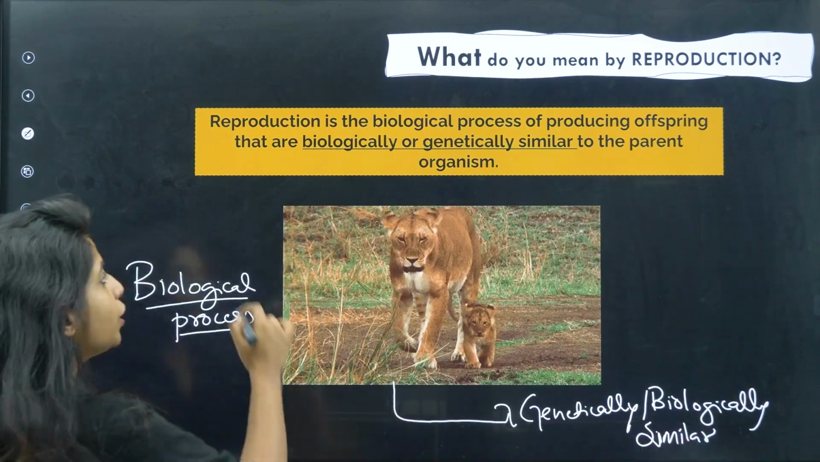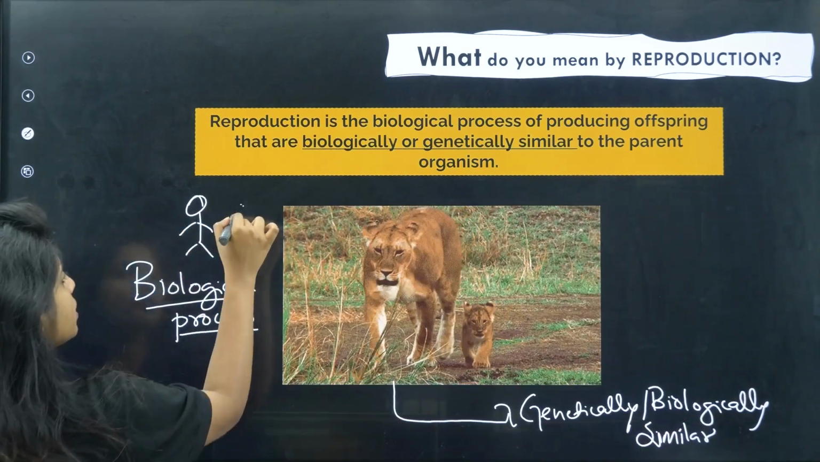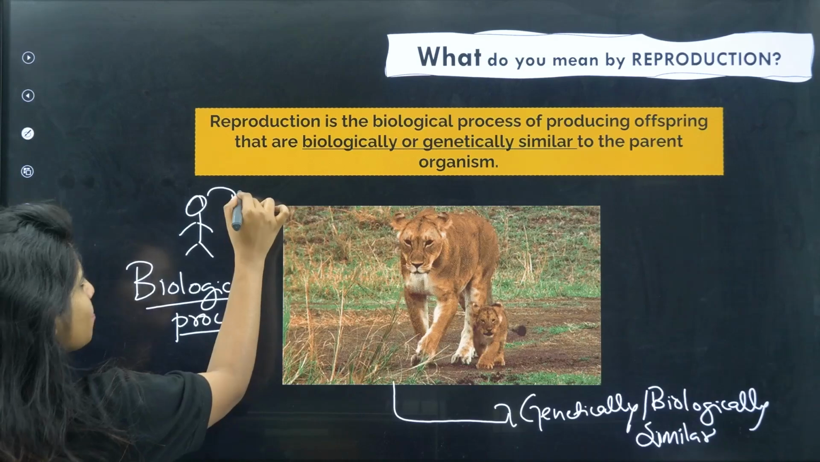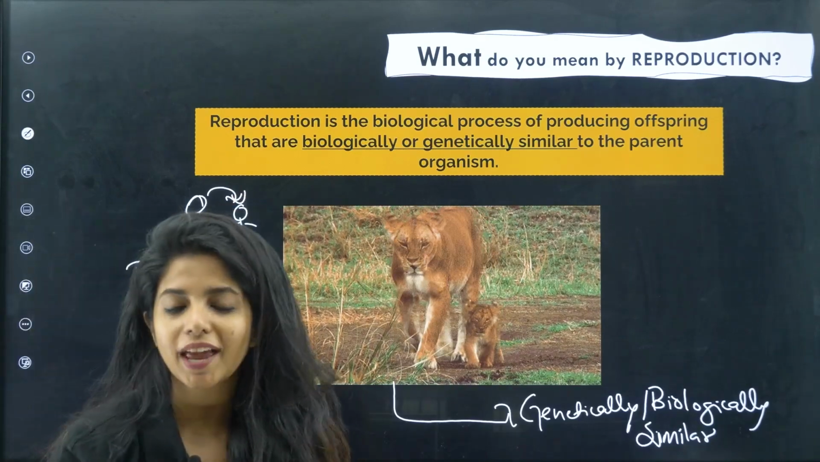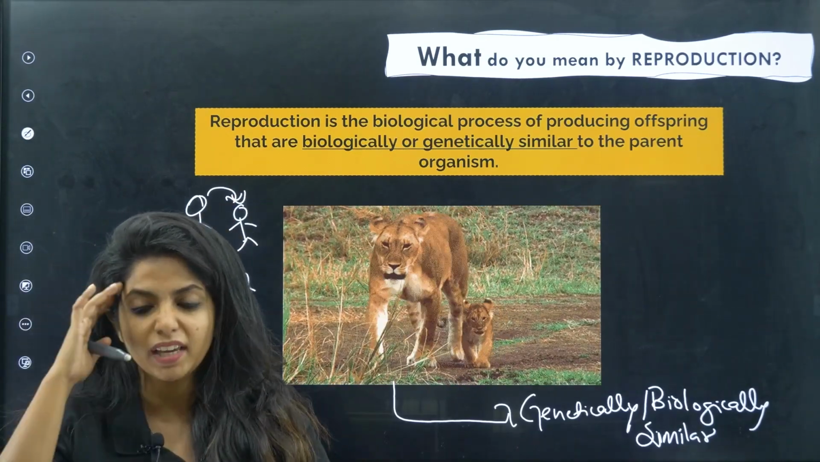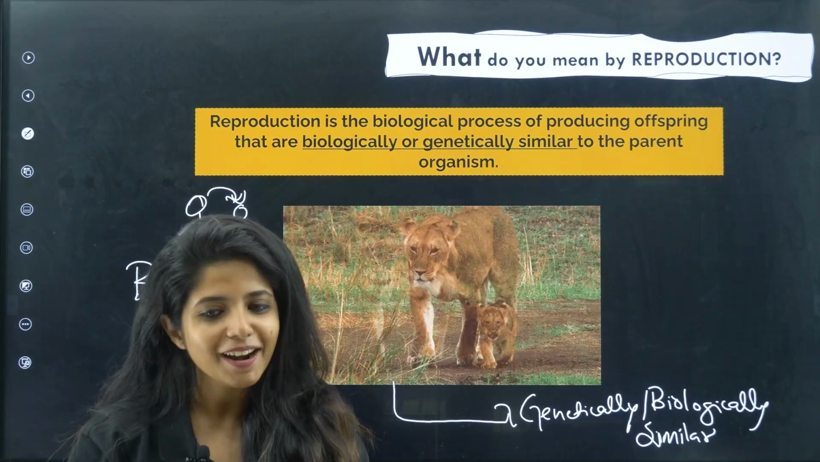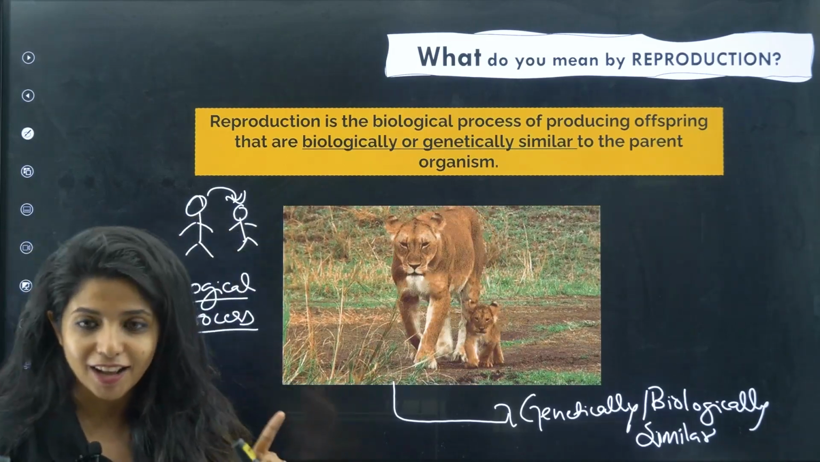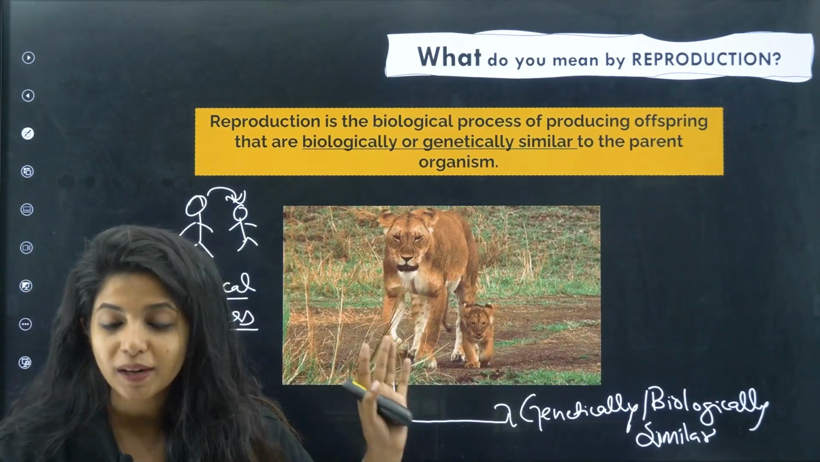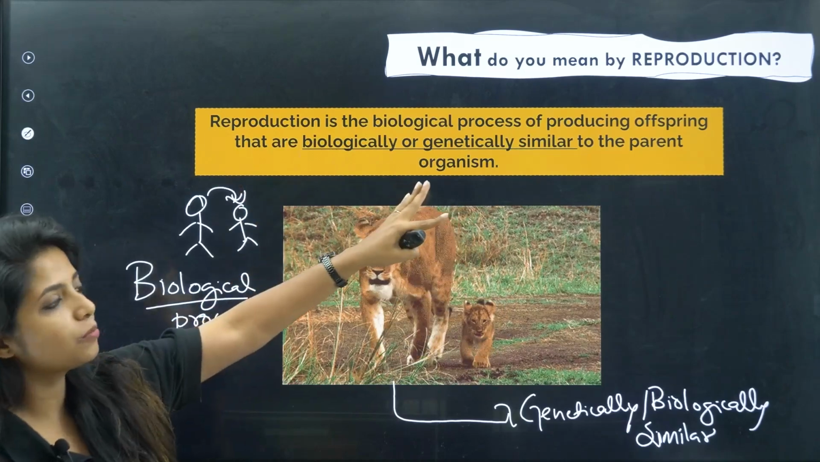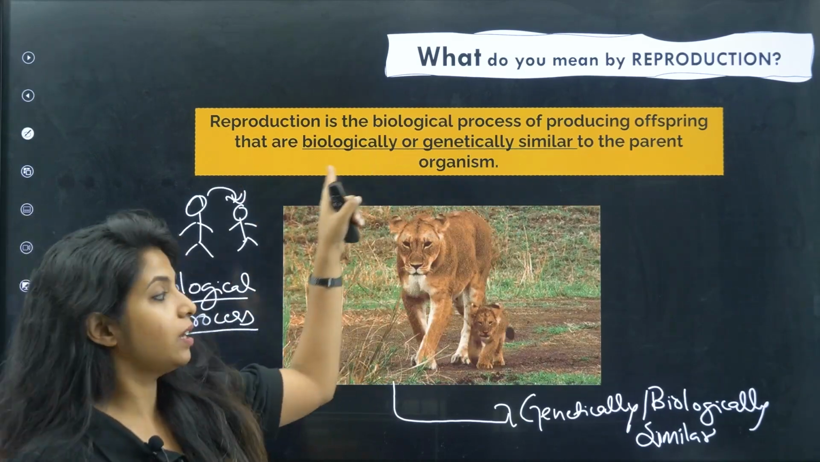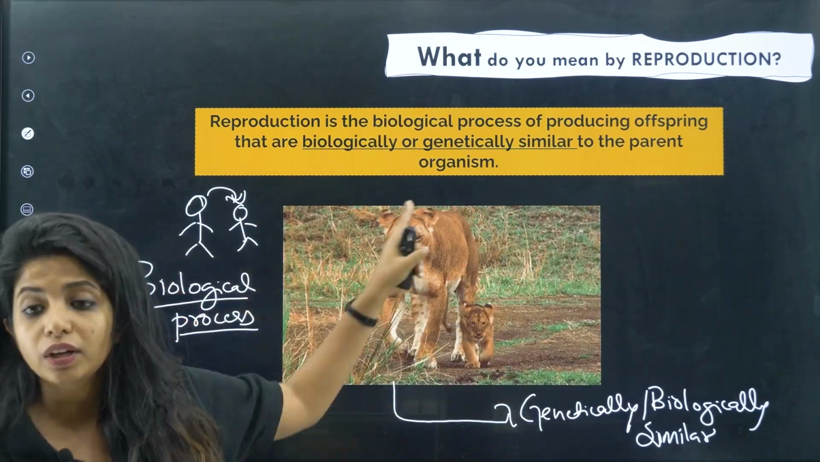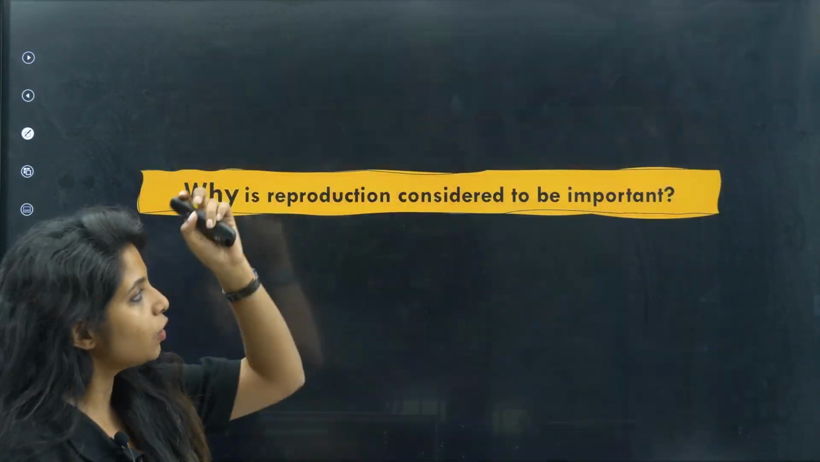For example, a human being will always give rise to another human being rather than a monkey or a chimp or a dog or anything. Even though our parents say, oh, I gave rise to a dog or monkey, it does not work that way in natural life. So basically, reproduction is a biological process of producing offsprings that are biologically or genetically similar to the parent organism. Right? Now we go ahead.